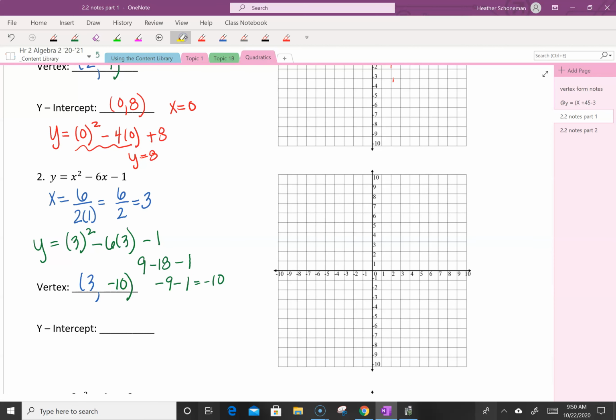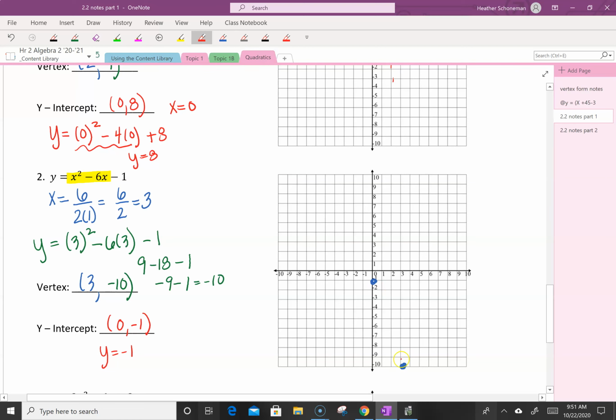Now for the y-intercept, we're plugging in 0 for x. So all of this is 0, so it cancels out. So y just equals negative 1, so my y-intercept is 0, negative 1. This graph, again, is going to open up because it starts with a positive. On our other notes, we'll have a graph that opens down. Okay, so our vertex is 3, negative 10. Our y-intercept is negative 1.